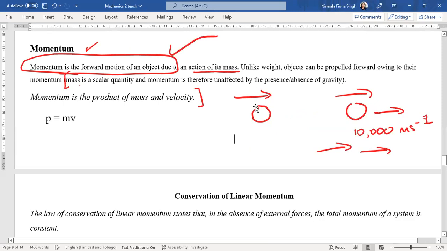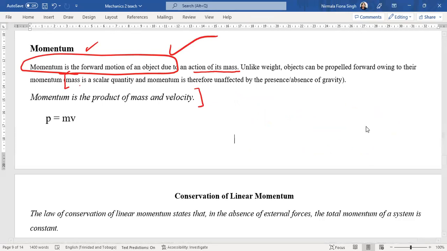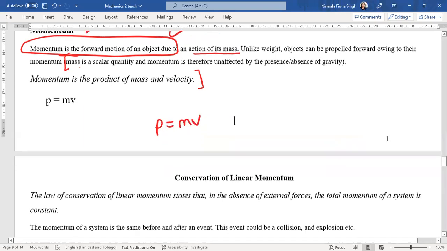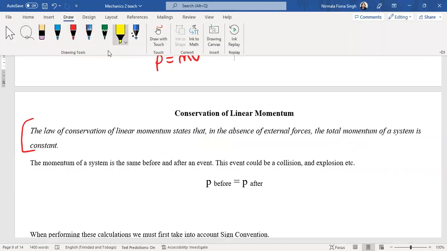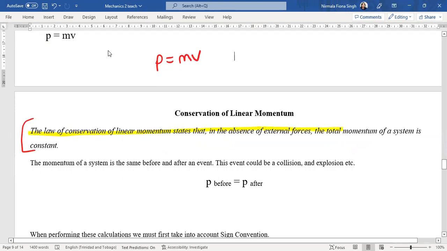So how do we calculate momentum? Momentum is the product of mass by velocity. How simple is that equation? The symbol for momentum is a lowercase p. So p, momentum, is mass by velocity. Two simple terms to write down and to calculate. Conservation of linear momentum. You have to learn this law. That's why it's in italics. Please learn all your laws, because they do expect you to recite your laws or state your laws in exam.